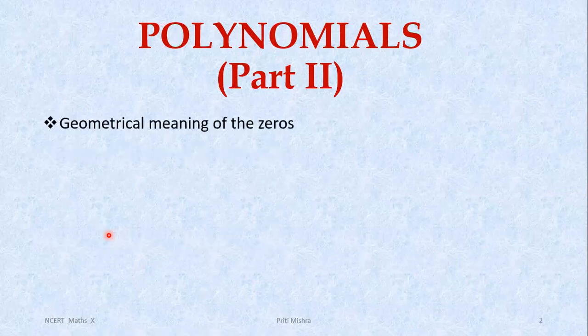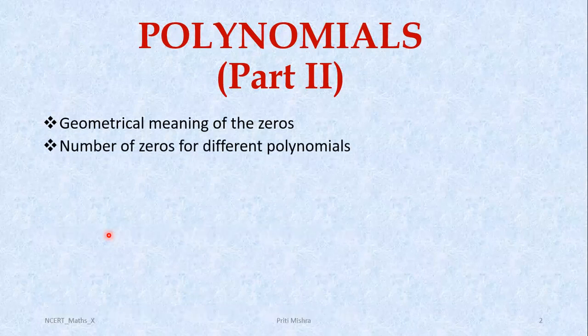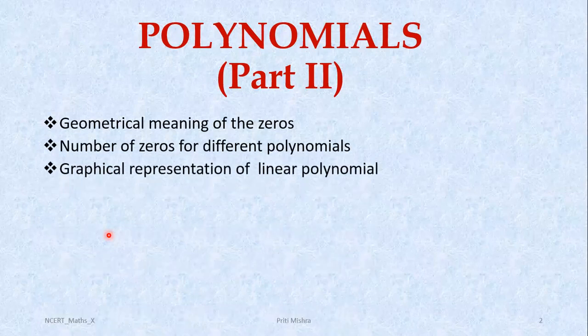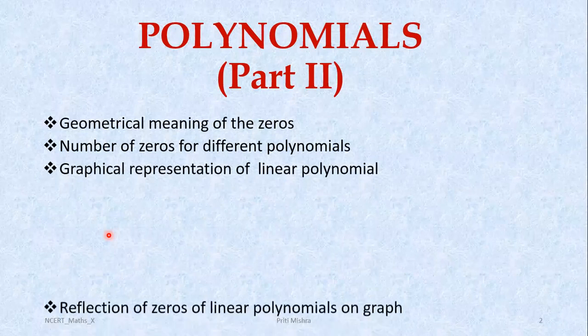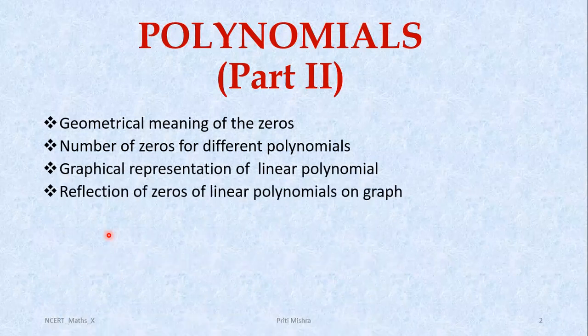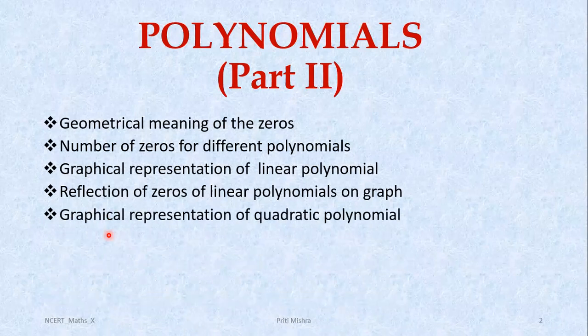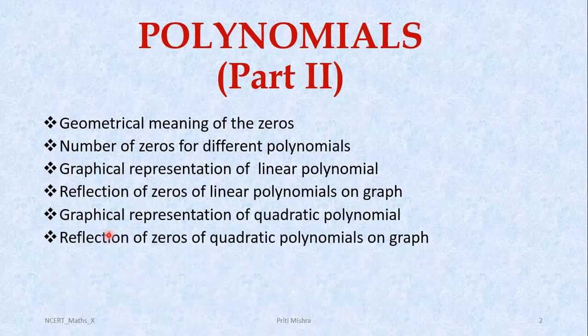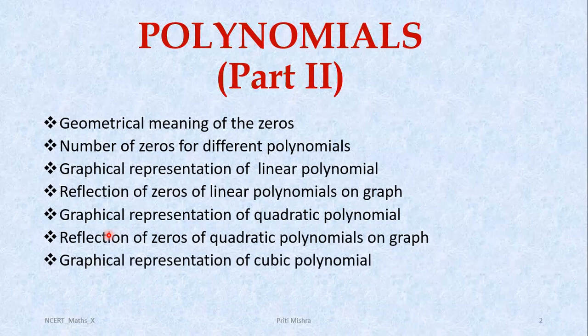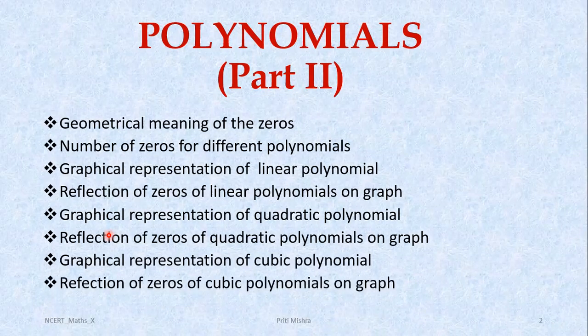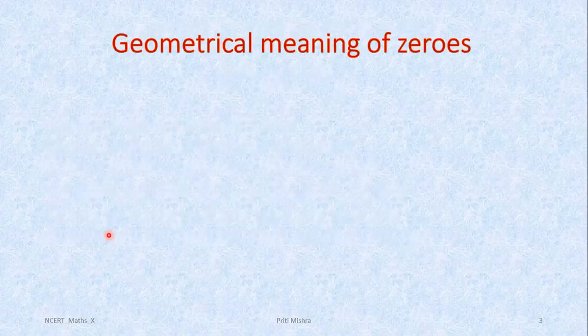So today we will start with geometrical meaning of the zeros, then number of zeros for different polynomials. After that, graphical representation of linear polynomials, and then reflection of zeros of linear polynomials on graph, then graphical representation of quadratic polynomials, then reflection of zeros. After that, we will have graphical representation of cubic polynomials, and at last we will do reflection of zeros of cubic polynomials on graph. So let's start.